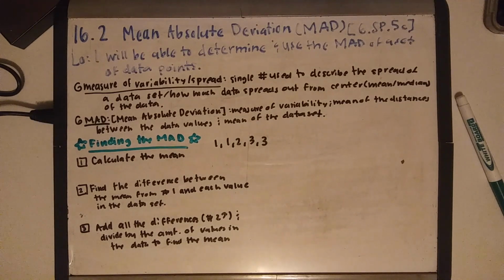And then the MAD again is the mean absolute deviation. It's basically a measure of variability, and it's the mean, which is the average, of the distances between the data values and the mean of the data set. So you want to see, on average, how much each of those values is off from the actual mean of the whole data set. That's basically what you're trying to figure out.